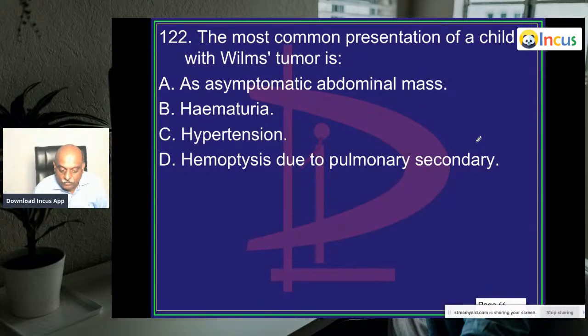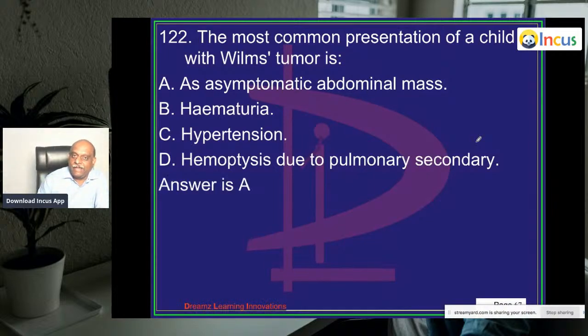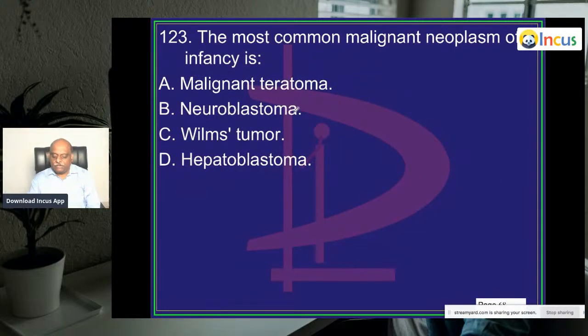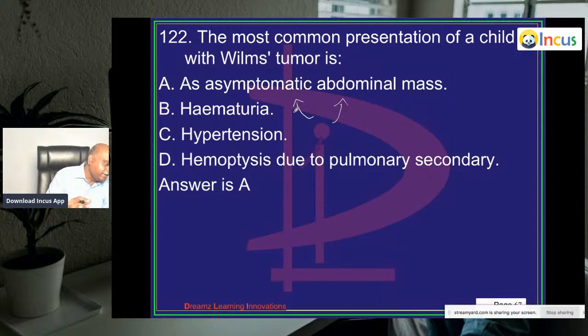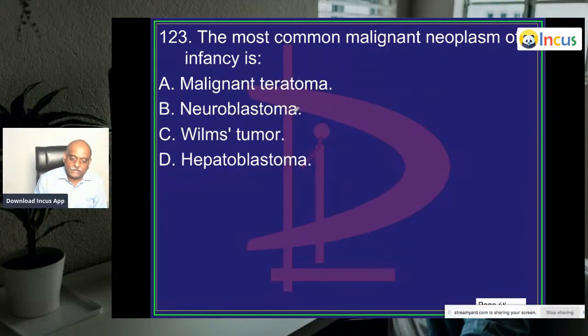Right? So now, the most common presentation of a child with Wilms tumor will be an asymptomatic abdominal mass, is what you need to remember. While the mother is giving birth to the child, suddenly something touches her hand and she realizes that, oh my God, my child is having some mass. That's how asymptomatic abdominal mass is the presenting feature. In infancy, the most common malignant neoplasm is neuroblastoma.